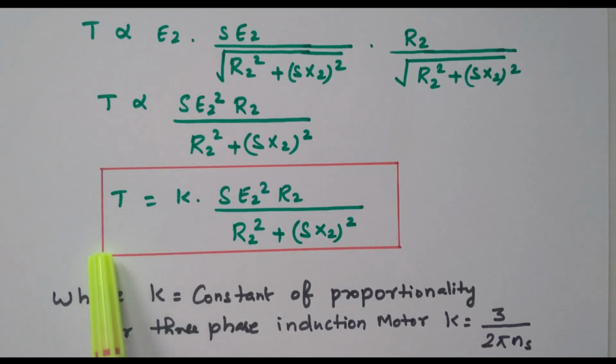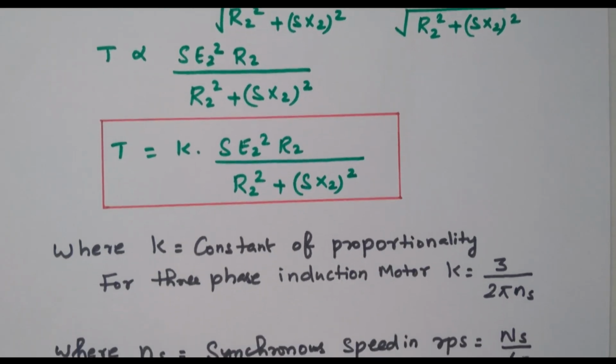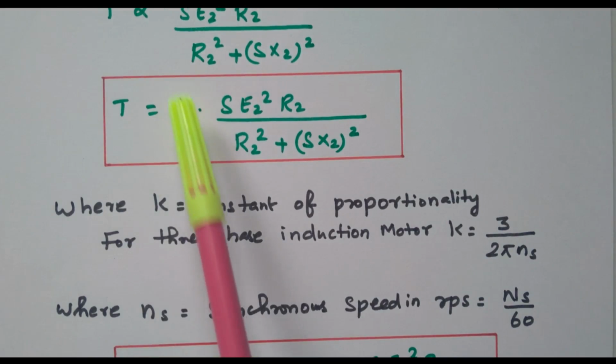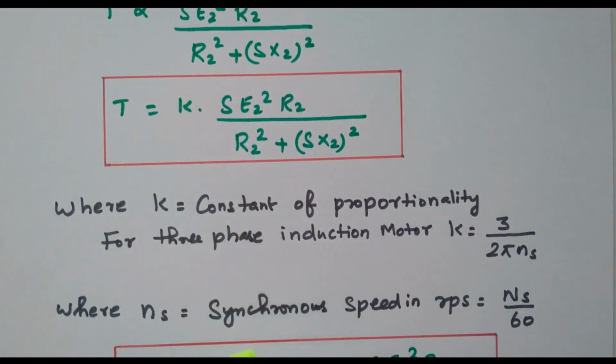So we got the equation for the torque. Now we'll see what the k is. k is nothing but the constant of proportionality. While equating any proportionality we need to introduce the constant. So that constant value is nothing but 3 divided by 2 pi Ns. This Ns is nothing but the synchronous speed in rps, N divided by 60, right.